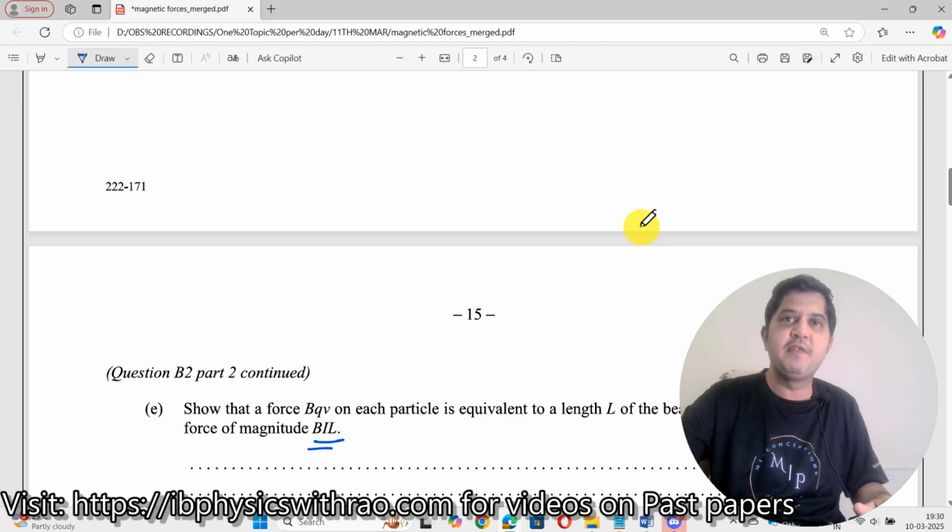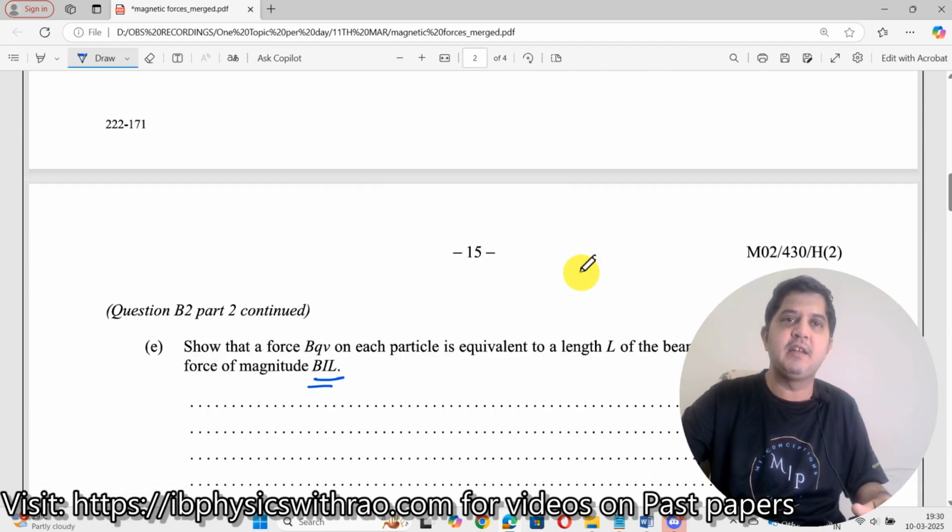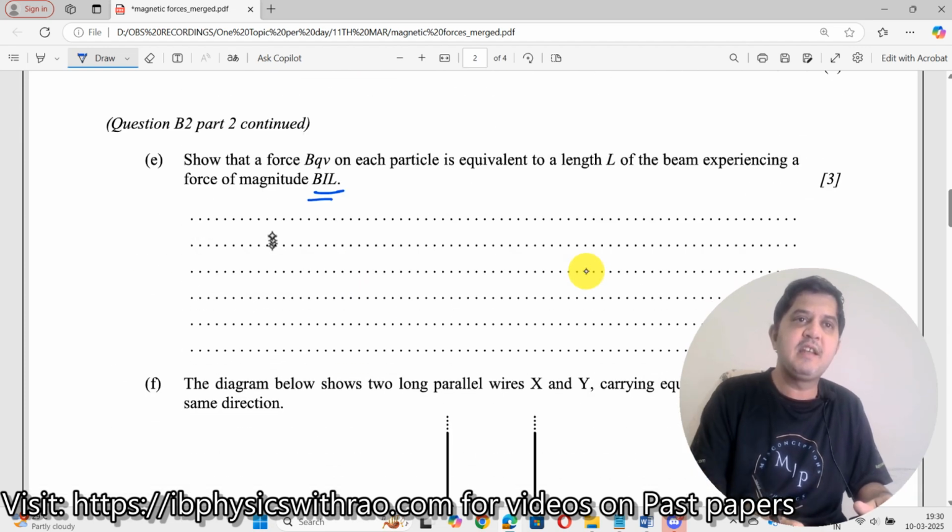Towards it, let me take up the current I here. Current I is equal to QVN divided by L. Let me write it down here. Current I is equal to QVN divided by L. Now the force acting on it is equal to BQ into V. So now what do I have here? I have QV here, and this is due to one charge.